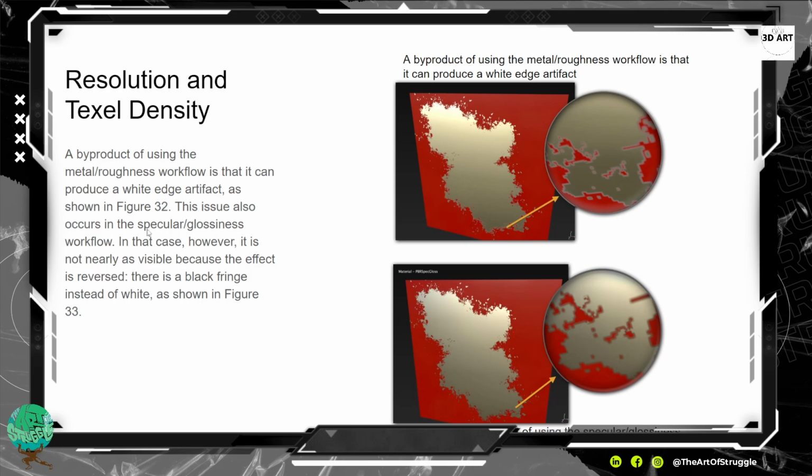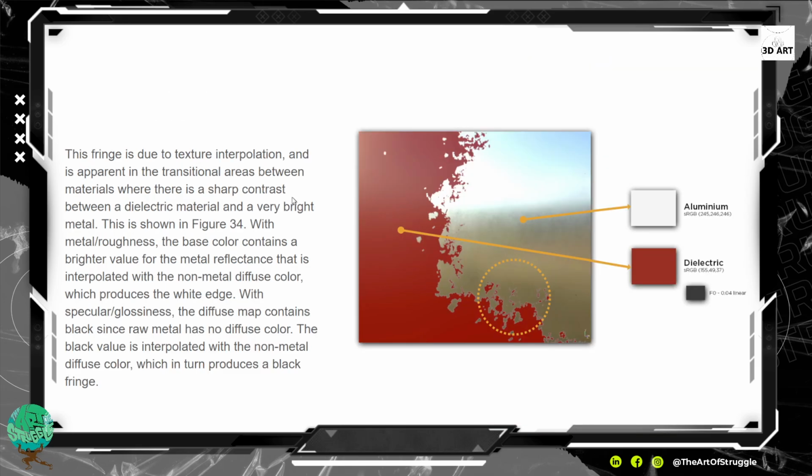It also occurs in specular glossiness workflow. In that case, however, it is not nearly as visible because the effect is reversed. There is a black fringe instead of a white one, as shown in the figure. All right, so this is the spec gloss. This is metallic roughness. And that's because the transition isn't going from 0.9 to 0.8 to 0.7 to 0.6 to 0.5. It's going from usually 0 to 1 or 0.5 to 1. So those transitions will create that artifacting effect.